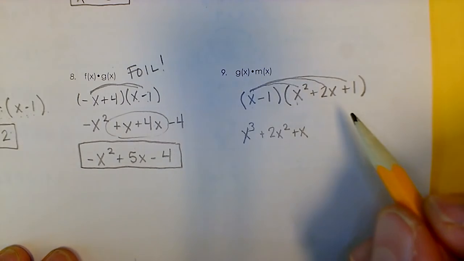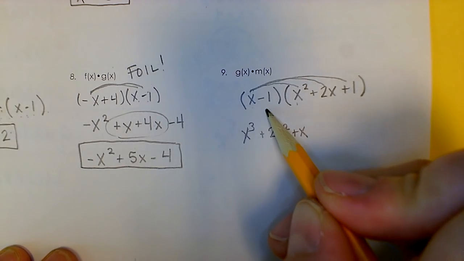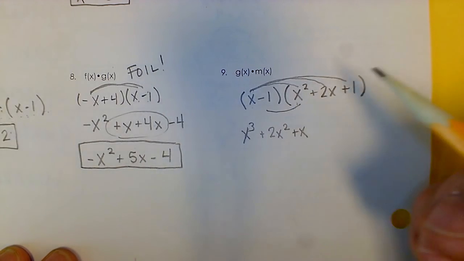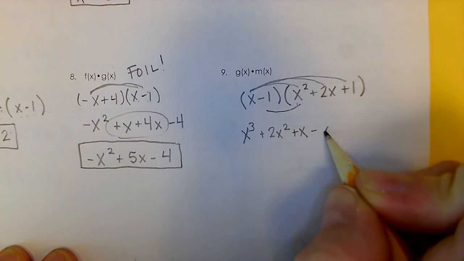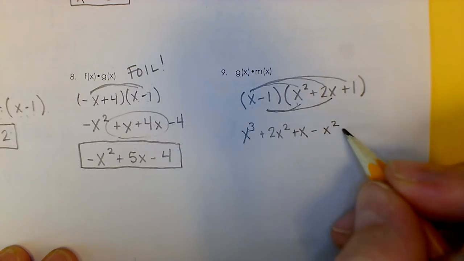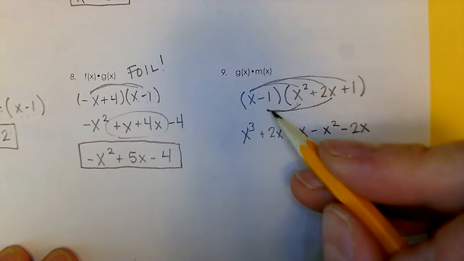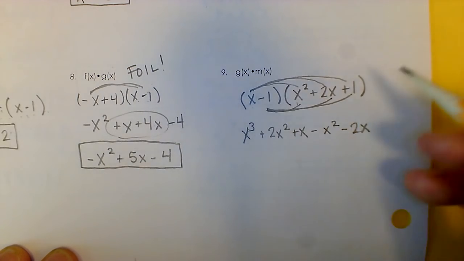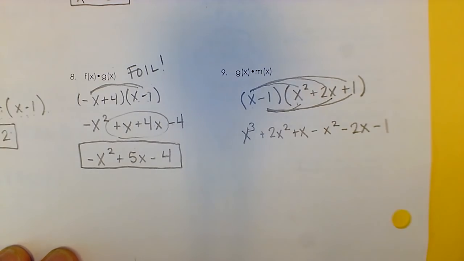Okay, so we did all the x distribution. So now let's distribute negative 1 to everything. Negative 1 times x squared, negative x squared. Negative 1 times 2x, negative 2x. Negative 1 times 1 is negative 1.